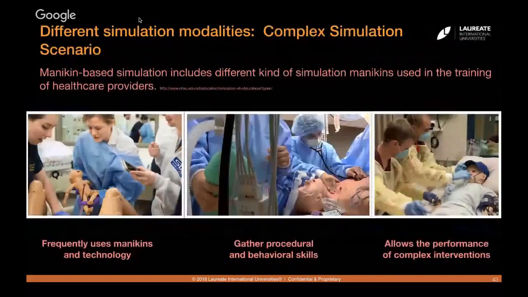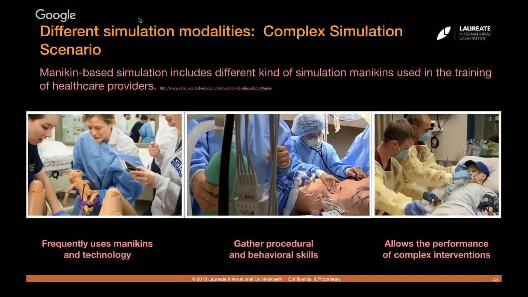So the next simulation modality is the complex simulation scenario. It's actually a scenario that requires the management of multiple skills and usually involves technology, mannequins, etc. And it gathers procedural and behavior skills and allows the performance of complex interventions. So we have here a very realistic and complex situation that involves many tools, many equipment, usually involves technology and everything.